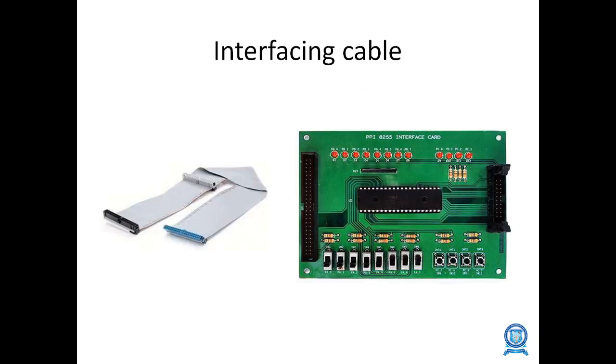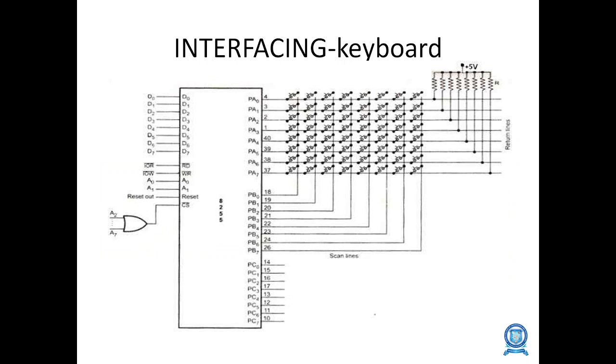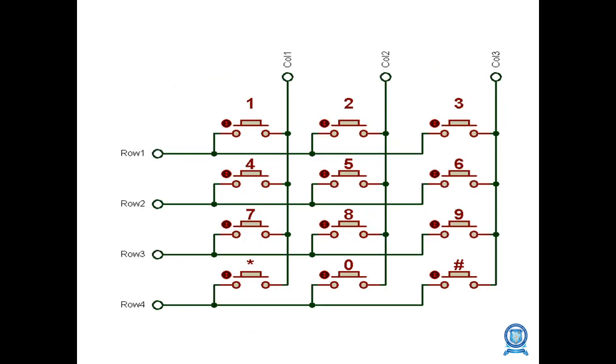This is the interfacing cable which is used to connect the input and the control devices. Interfacing of keyboard. This is how the buttons in the keyboard are connected to the interfacing circuit 8255 from PA0 to PA7, PB0 to PB7, PC0 to PC7, which is port A, B, C, and D0 to D7 for data transfer, and read, write, A0, A1 and reset buttons with the CS and the logic controller.